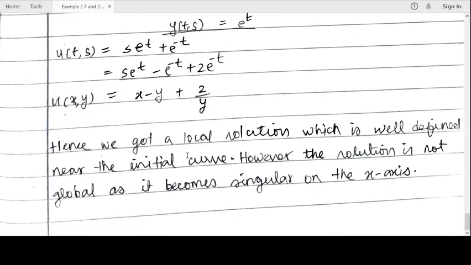Now here also we got a local solution which is well defined near the initial curve. Near the initial curve it is defined because the initial curve does not have the value y equal to 0. This solution is not global because it has a problem near the x-axis. X-axis means y equal to 0. At y equal to 0 there is a problem. Hence the solution is not global, but it is a local solution. We have a unique solution in the neighborhood of the initial curve. There is a problem near the x-axis. Okay, so in this way we have discussed 2 problems here.